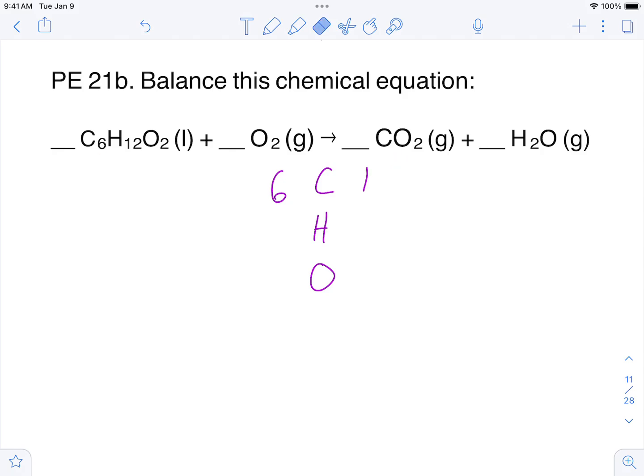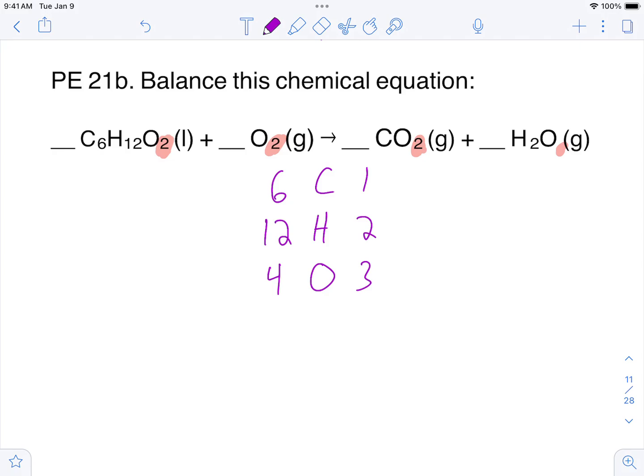Do the same thing with the H's. I have 12 on the left. I have 2 on the right. And then the O's, make sure you count up all of the O's. Left, I have 4. And then right, I have 3, it looks like. So we are not balanced. We need these numbers to be the same on the left and right for each letter.